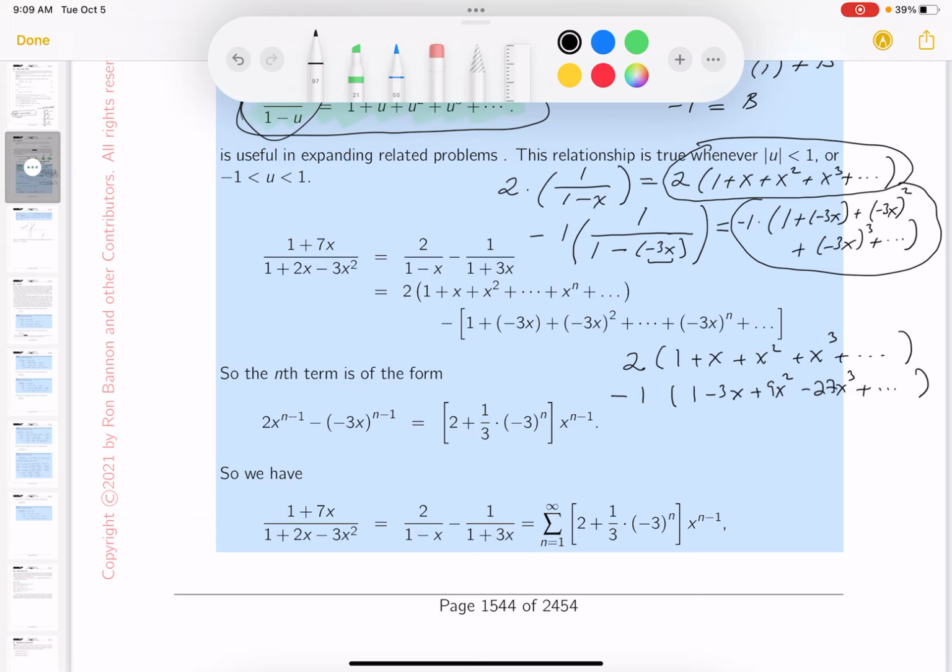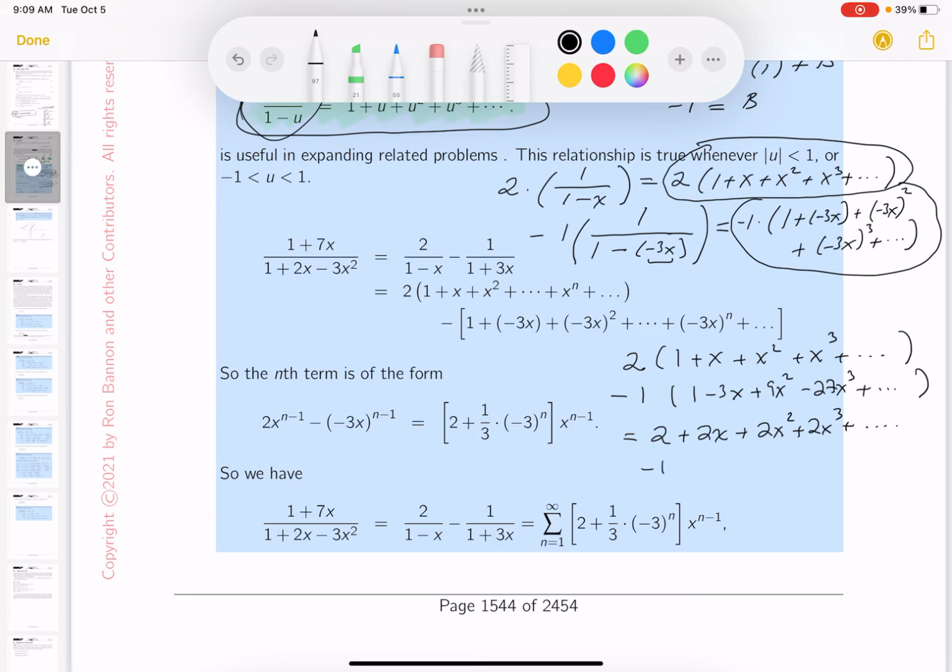And what I mean by that is, maybe I should multiply it through for you, but I don't know if that's important. But let me multiply that through for you. You get 2 plus 2x plus 2x squared plus 2x cubed plus, you get the idea, and so on. Let's do the next one. What do you get? Well, you're going to get minus 1.